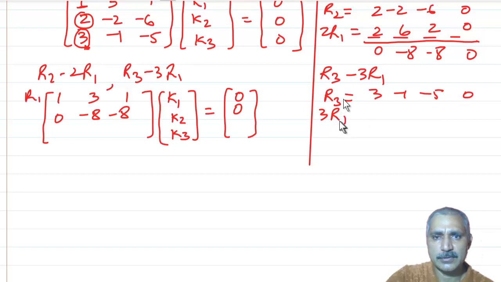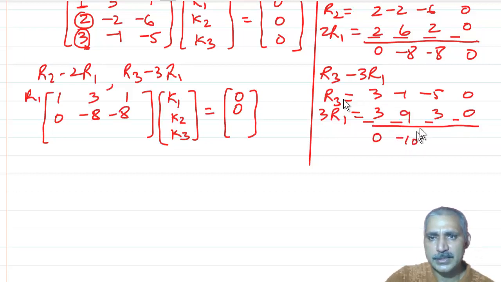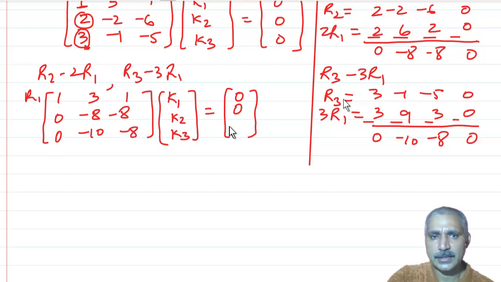3 times R1, we will be multiplying R1 by 3. We have here R1 as 1 3 1. If we multiply this by 3, 3 3s are 9, 3 1s are 3 and 3 zeros are 0. We are going to subtract this, and here it will be minus: 3 minus 3 is 0, 1 minus 1 will be minus 10, minus 3 minus 5 will become minus 8 and this will be 0. So we got the new third row as 0, minus 10, minus 8, and here it is 0.